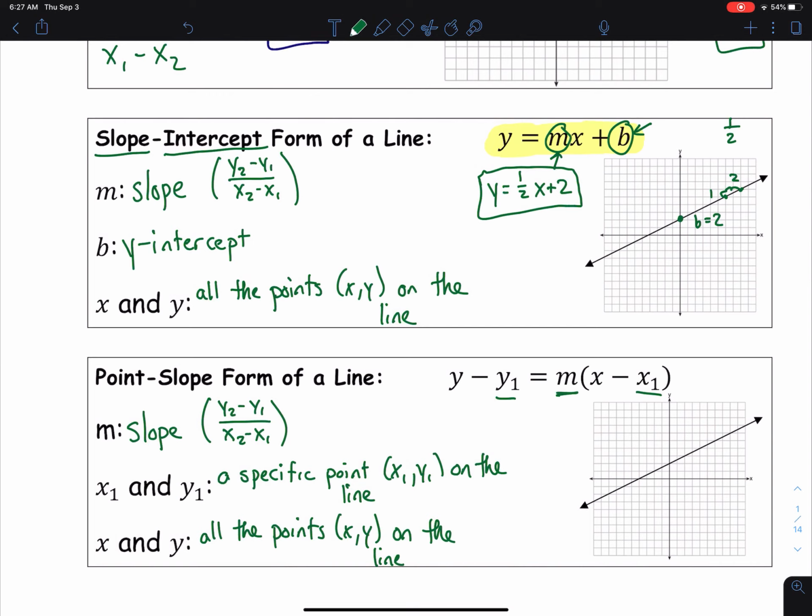So for point slope form, if I want to put this line in point slope form, we don't need the y-intercept here. We just need any old point. So I'm first going to find the slope. Well, it's the same line as above. It's up 1 and to the right 2. So my slope is 1 over 2. And then just pick a random point. I'm going to pick this point right here, which is 6, 5.